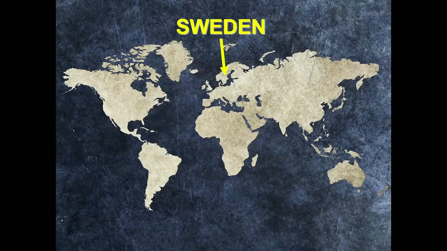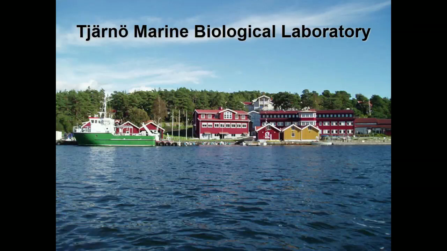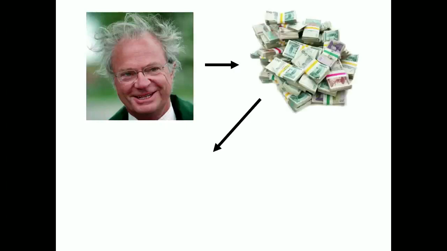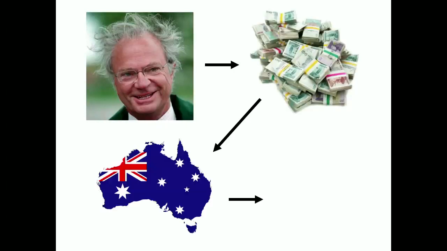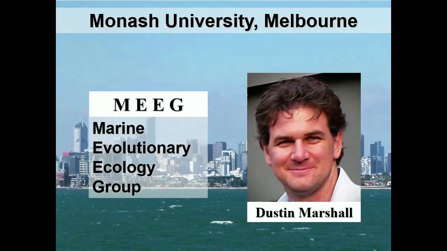So I come from Sweden, up north here, and on the northwest coast, we have a small island called Tjärnö, where we have a marine station, and this is where I spent about a decade working and then doing my PhD until one glorious day the Swedish king dude gave me a bunch of money to go to Australia and do a postdoc, which I did. And I went to Monash Uni down in Melbourne, and I was working together with Dustin Marshall and his lab, the Marine Evolutionary Ecology group.